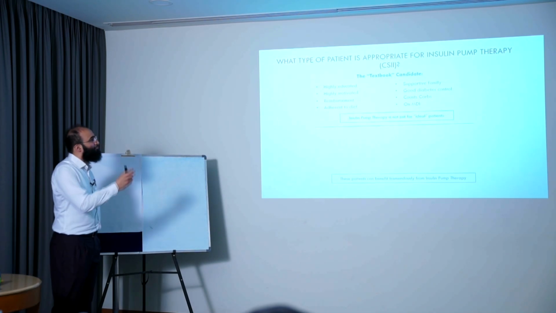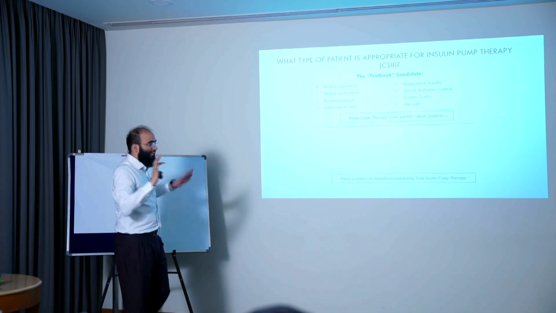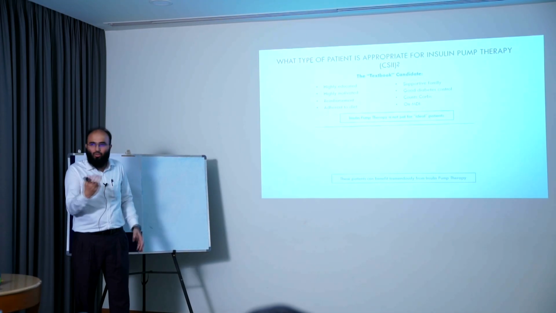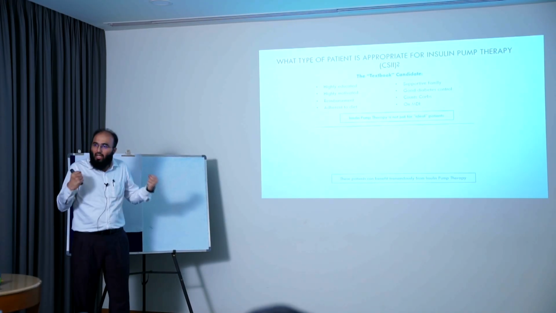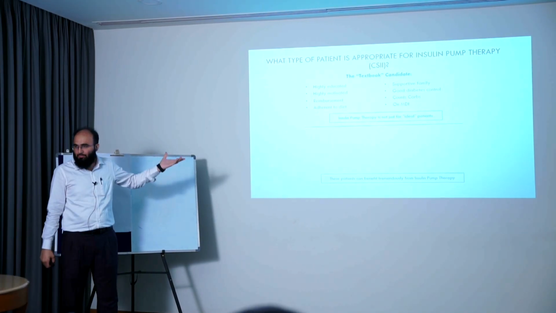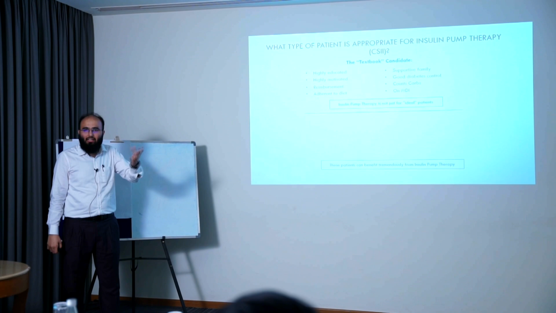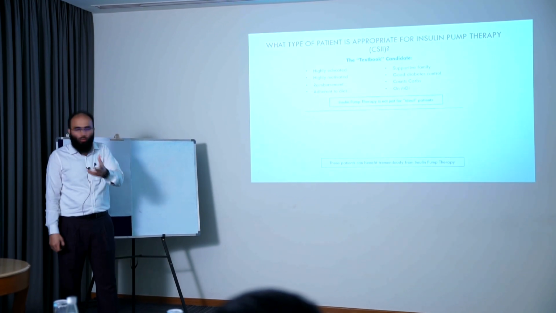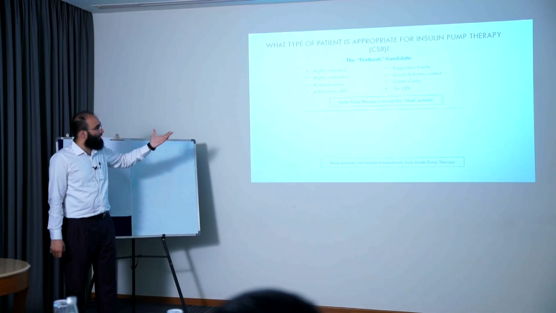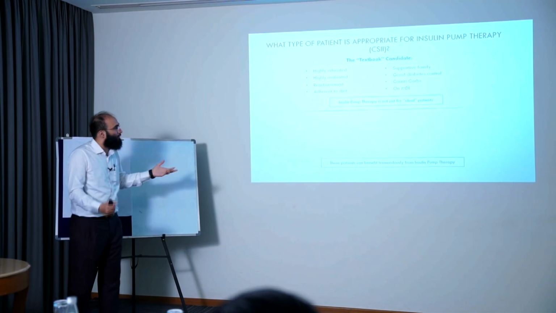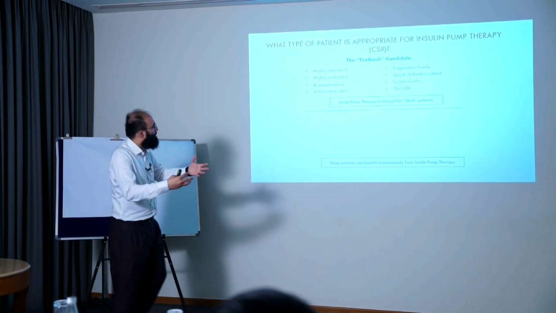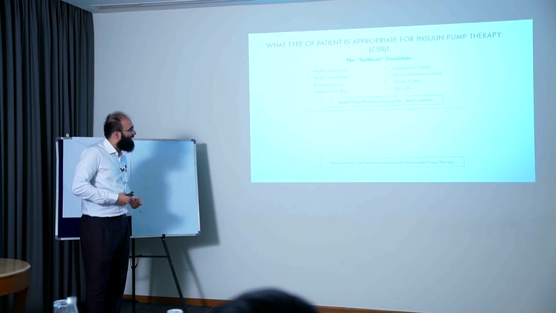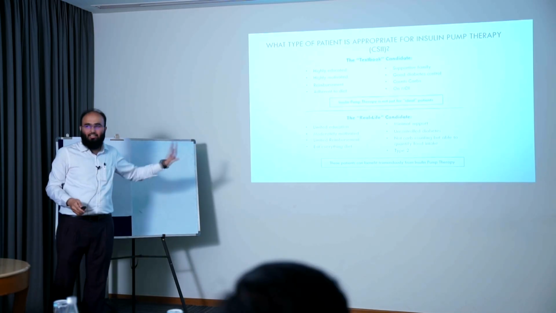What type of patient is appropriate for insulin pump therapy? The textbook candidate is somebody who is highly educated, because there's a lot of sophistication in the device. Somebody who is highly motivated, who can get a reimbursement for the pump. He's spending 2 lakh rupees, 2.5 lakh rupees for the basic pump and 6 lakh rupees for the automated pump. So somebody who gets a reimbursement. Somebody who is very adherent to the diet, who has a supportive family, who wants good diabetes control, who counts carbs, who's on multiple daily injections. I have practically seen this.